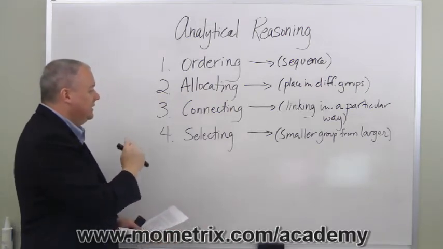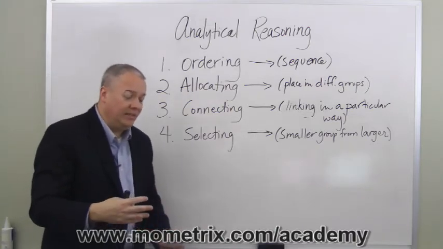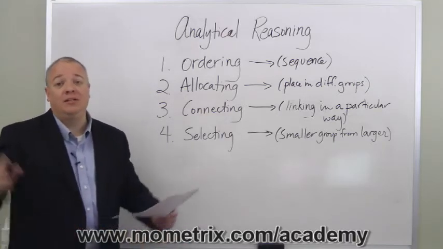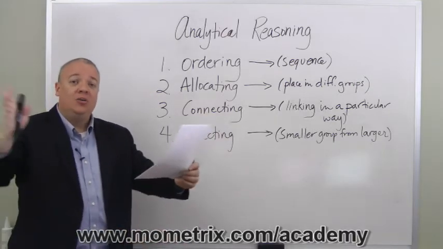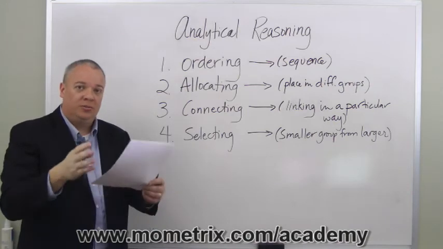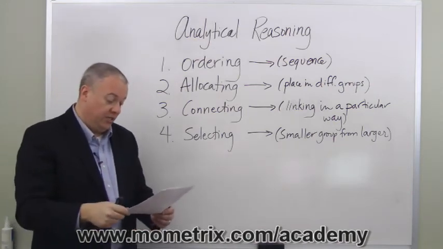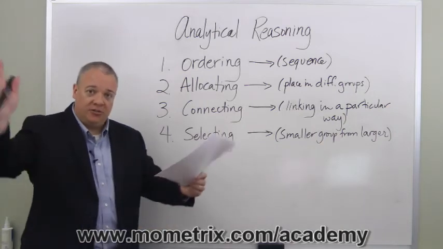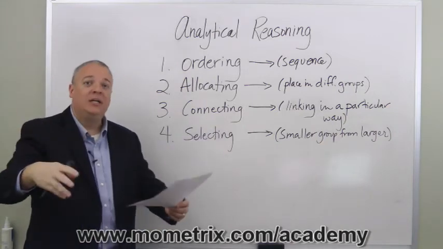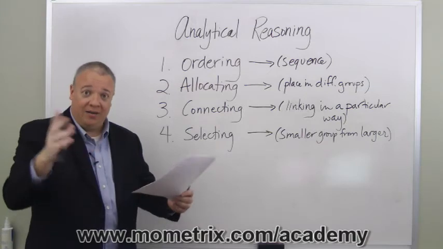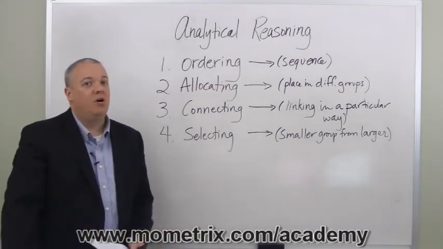And then finally, selecting. In the selecting analytical question, what you're going to be given is a larger group, and from that you will then produce a smaller group strictly based on the information provided. So the criteria is given, here's the large group. Now from that larger group, select the ones out of there that then belong in this smaller group.